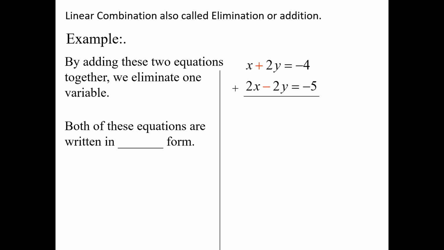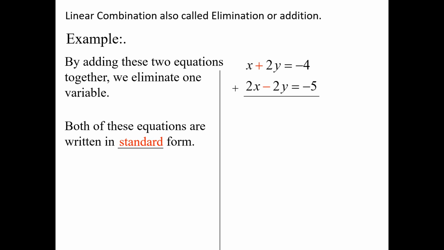But for right now, when we're dealing with the elimination method, what we really want is to have both variables on the same side, because we're literally going to combine them together. So we want like terms to be around each other. This is actually what's called standard form. Standard form is ax plus by equals c. I've got both these equations in that format.